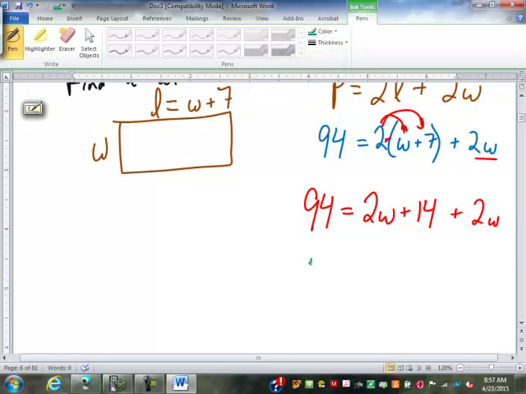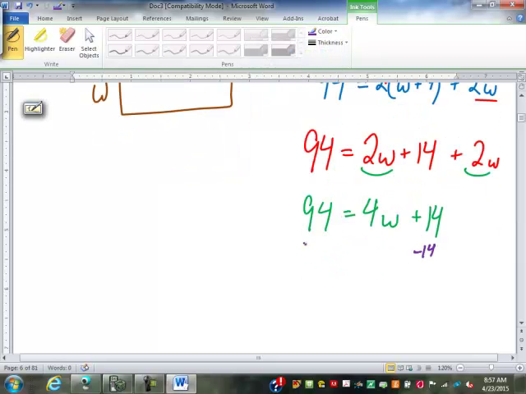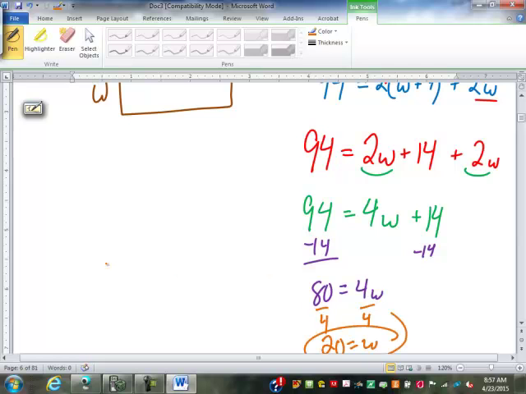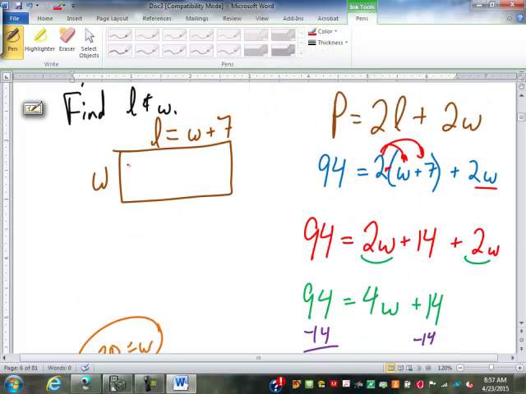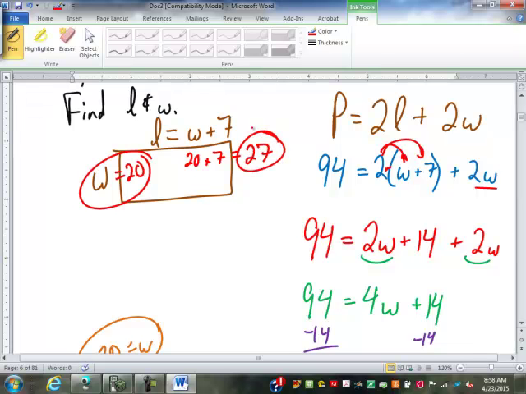And then, 2W and 2W makes 4W plus 14. And then subtract 14. 80 equals 4W, and as Brennan said, divide by 4. So 20 equals W. Now again, we're not done. We still need to find L. It's going to be 20 plus 7 is 27 is the length. So we have found the length and the width.